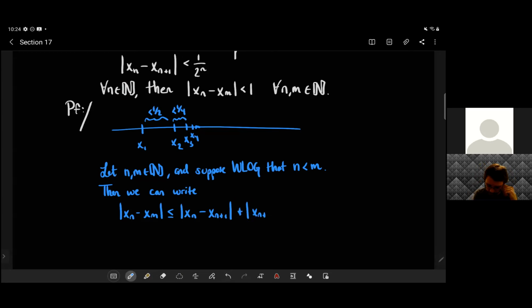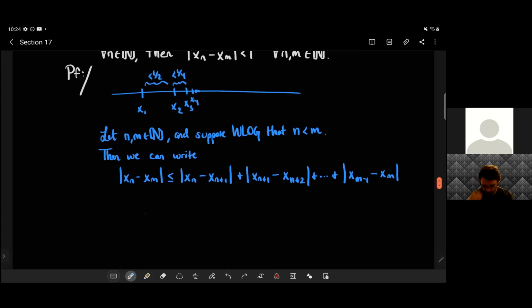And then take that term and look at its distance to the term after it, and so on and so forth. And then eventually I get to the end, the distance between the terms m minus 1 and m. Okay, so I did a bunch of applications of the triangle inequality in one step. Totally valid.